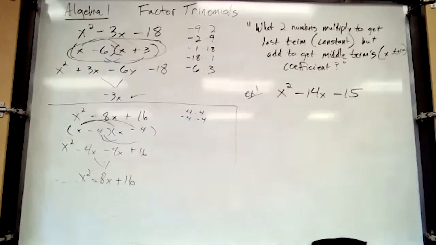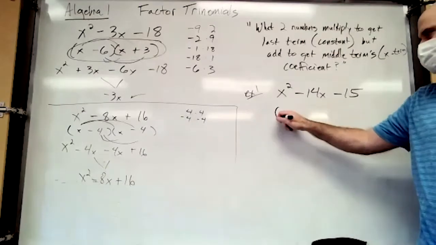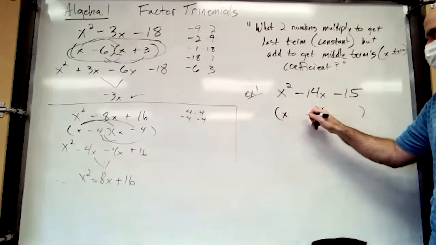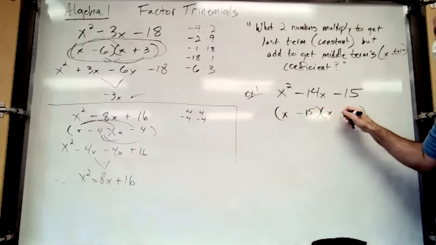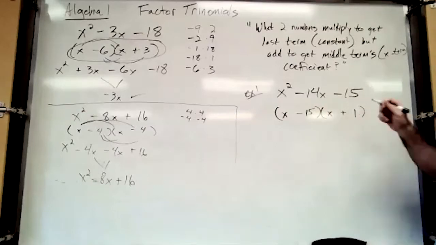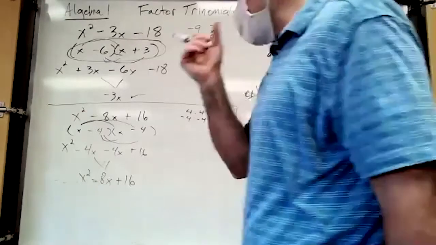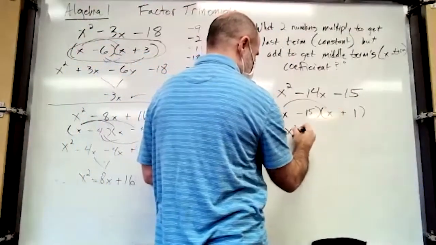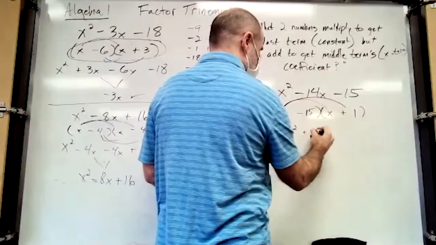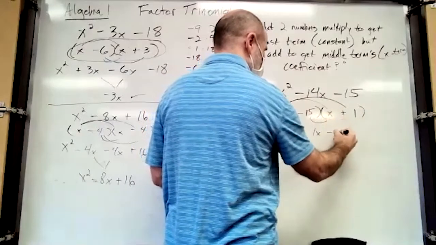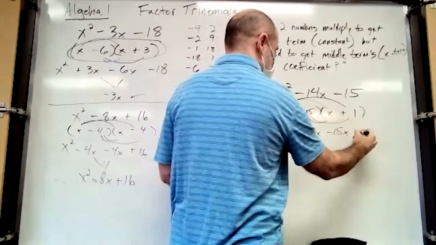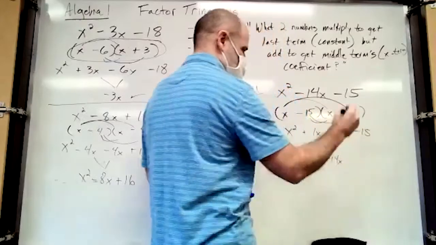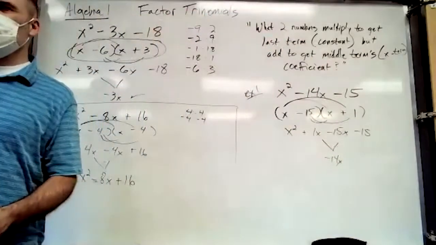Got it, Oaken? Is it negative 15 and 1? That's it. So what do I write? I put x minus 15 in that parenthesis, and then x times 1. Or plus 1. Yep. Good job. Awesome. So FOIL it out. X squared, 1x, negative 15x, and negative 15. Well, these combine to negative 14x. Check. It works.